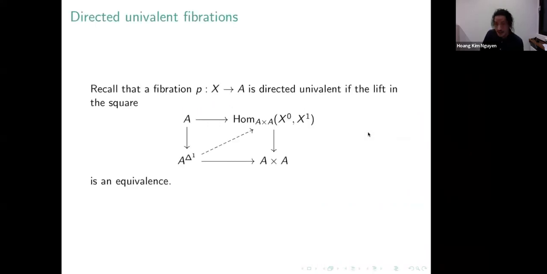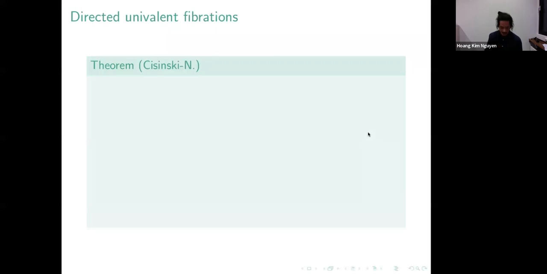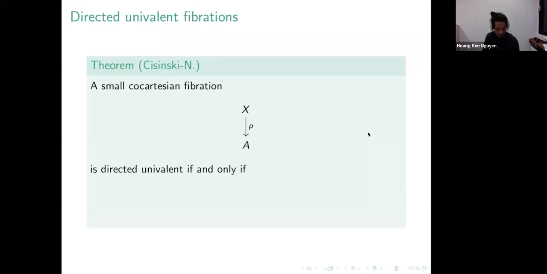Then we can also give a characterization of directed univalent fibrations, which resembles this characterization of univalent fibrations due to David Gepner and Joachim Kock. So recall that a fibration is directed univalent if the lift in the square is an equivalence of infinity categories. And then we have the following theorem. A small cocartesian fibration is directed univalent if and only if its classifying map is fully faithful.